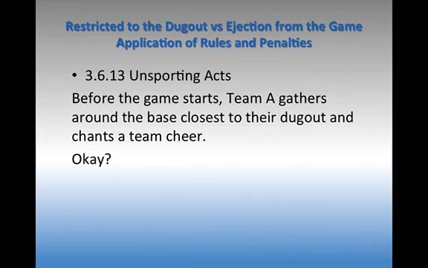Unsporting acts. Before the game starts, Team A gathers around the bases closest to their dugout and chants a team cheer. Is this okay? Hey, they are girls. They do that kind of thing. The boys' baseball team wish they could do cheers like them. Anyway, cheers are okay as long as they do not address the other team and are not negative or derogatory.